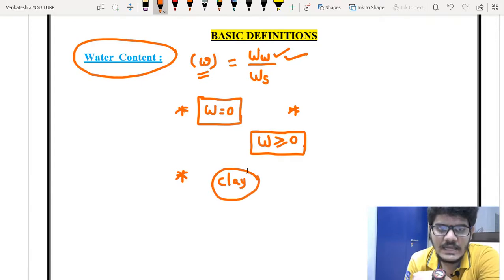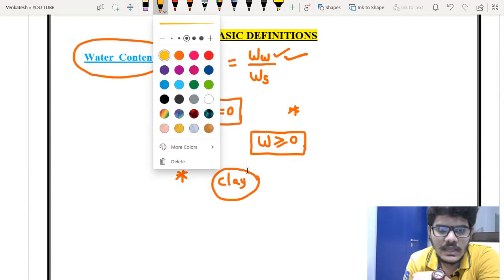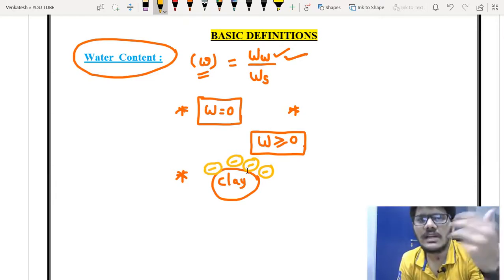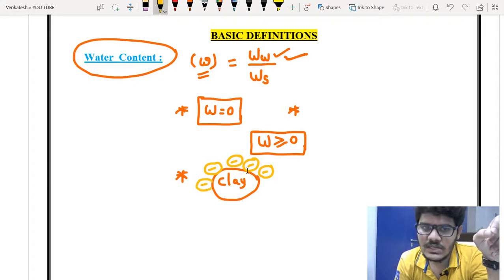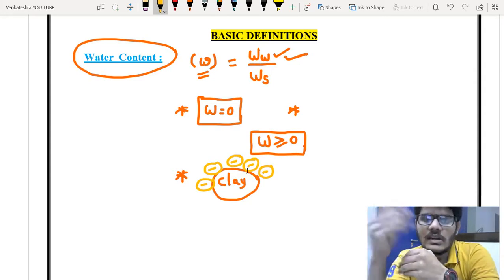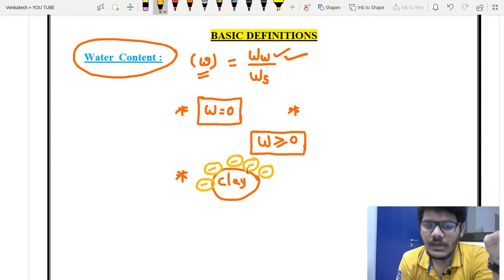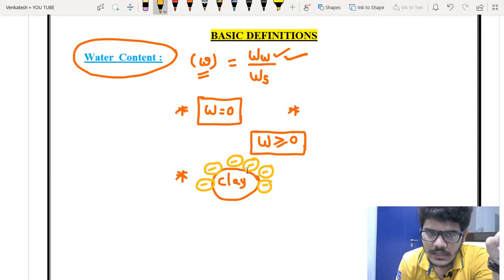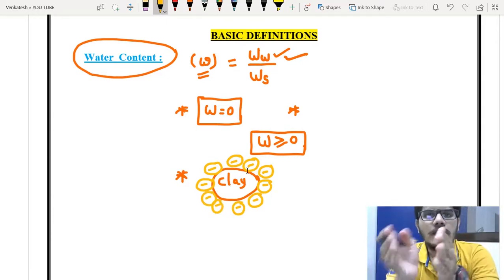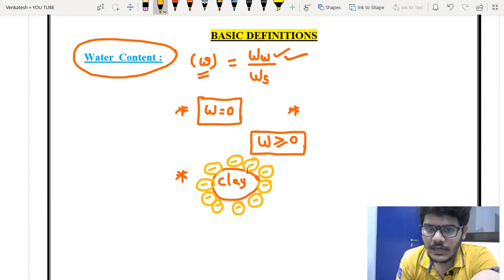This clay has negatively charged ions on its surface. That means a clay particle is negatively charged. This negative charge comes from isomorphous substitution, which we will be discussing in soil structure and clay mineralogy. But for the time being, just remember the negative charge of the clay particle is due to isomorphous substitution.